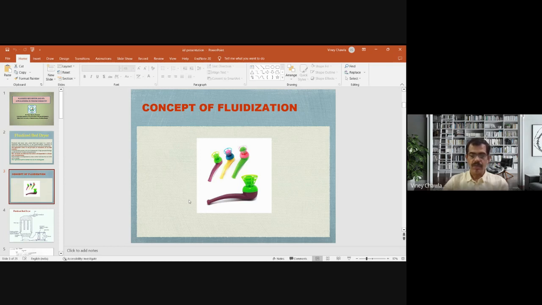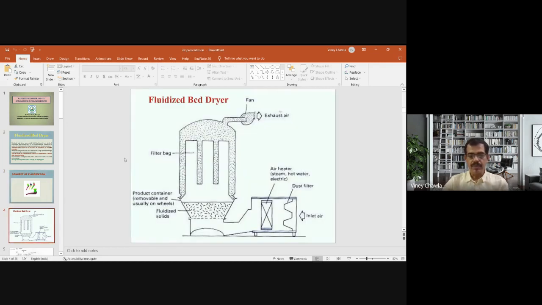So there is transfer of heat from the air to the particulate system, and there is transfer of matter, that is moisture, from the particles to be dried to the air. So once this is done effectively, drying becomes easy.